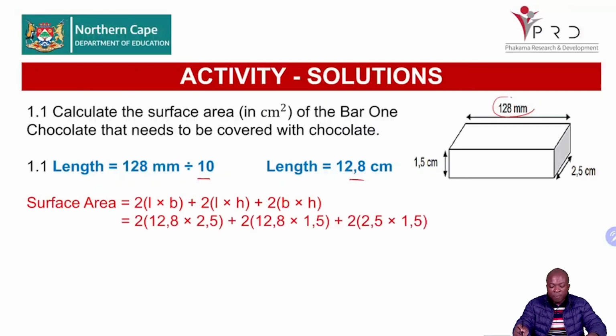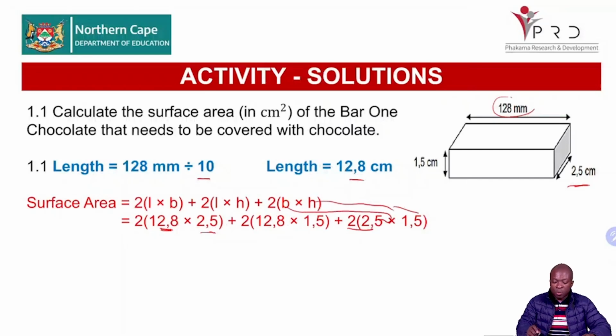The formula that the examiner gave to you, you write it down. Like we did in the worked example, we are now making substitutions. So we take our length, which is 12.8, not the 128, times the breadth, which was given as 2.5 centimeters, plus open bracket 12.8 times 1.5. Remember, we are now using the new value, not the 128. Then we take the last one. Remember, we are only replacing numbers here. So it's going to be 2.5 times 1.5.